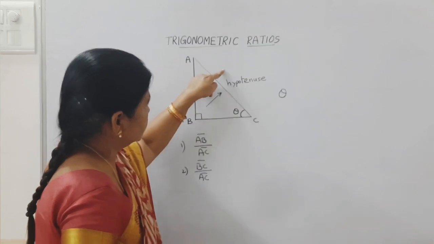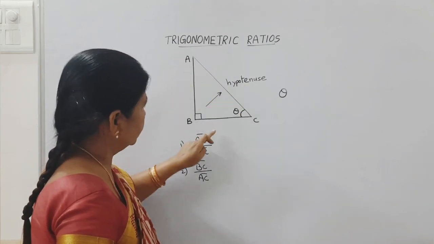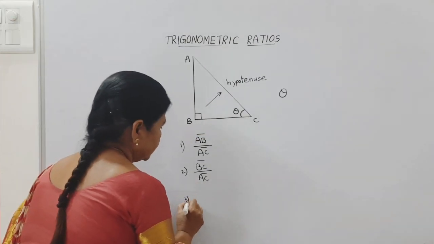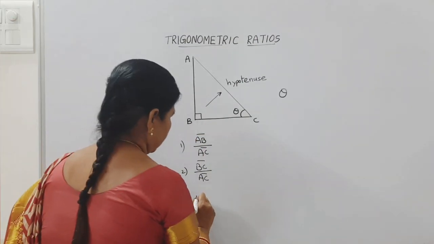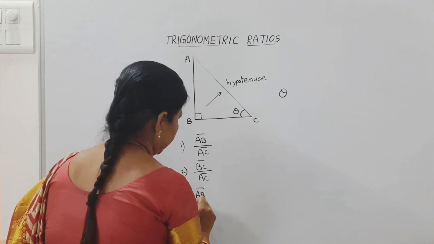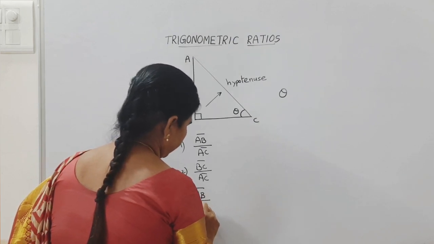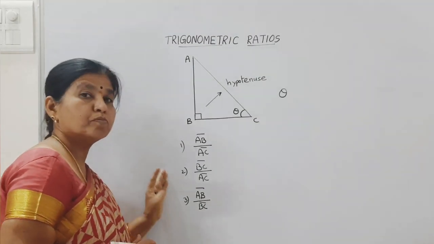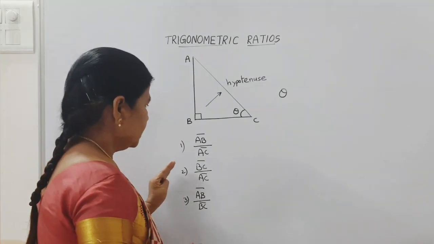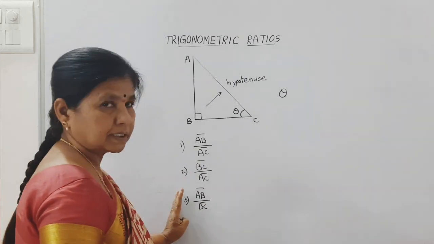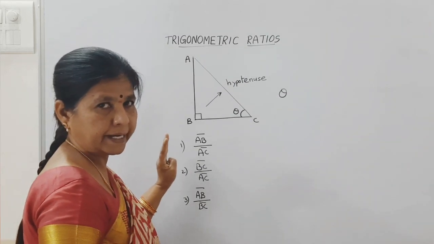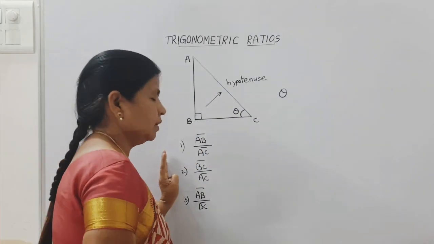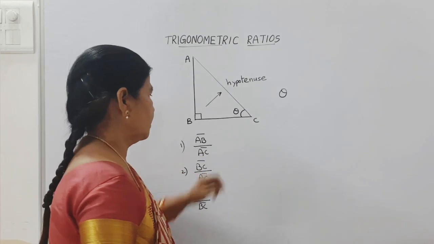So this ratio is over and this ratio is over. Now let us write the ratio between these two. So the third ratio is nothing but side AB by side BC. These three are our very, very important ratios. Now let us write what the names of these sides are with respect to theta.